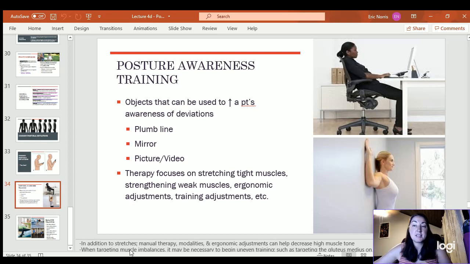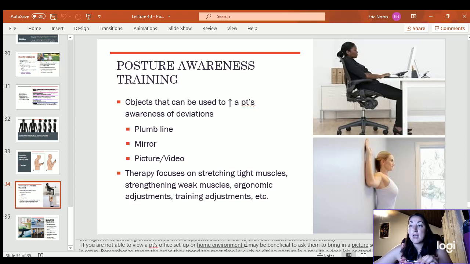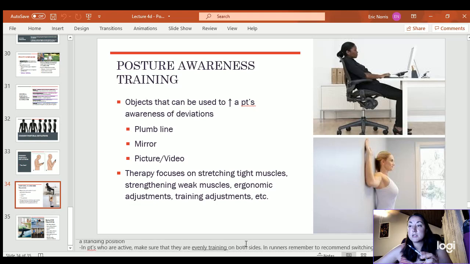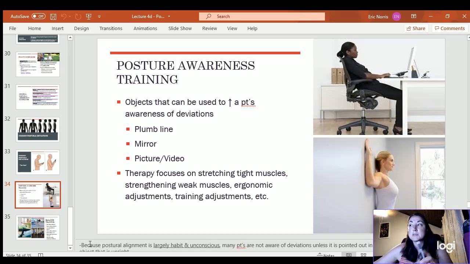Some of the things that we do in addition to stretching: we can do manual therapy, modalities, ergonomic adjustments, and again, the pictures and different things like that to help them become more aware and change their habits. And I think I've said all of these things. Yep, evenly train on both sides. Okay, so we can go over in class some different things that we do for postural awareness training.